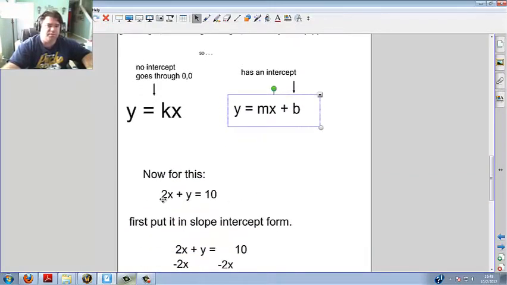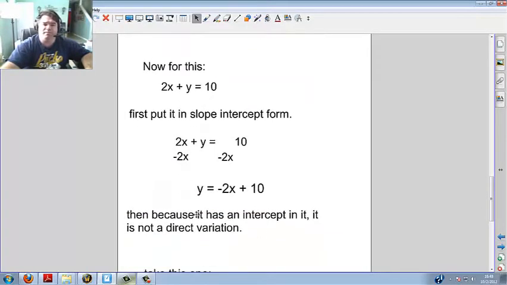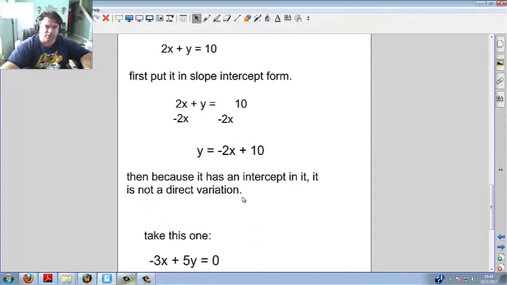So now this one here, 2x plus y equals 10. Instead of plus 2x, let's minus 2x. Minus 2x from one side, minus 2x from the other, and you get y equals negative 2x plus 10. But because there's an intercept here, it's fine. It's a linear equation, but it's not a direct variation.